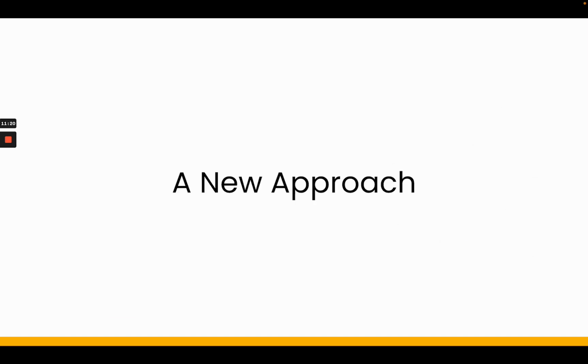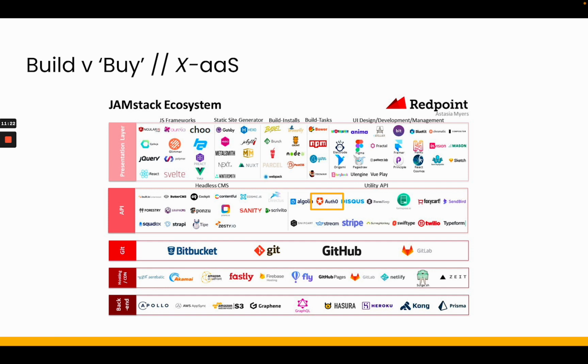What would be a way to solve this? Well, we're in the world now of the build versus buy, or everything-as-a-service stack. The Jamstack ecosystem is very rich, and this is a very small subset from Redpoint, but it is vast in terms of the tools and frameworks and services that you can plug together and build a pretty comprehensive application just by sticking services together, and a great redistribution of VC funds that way between companies.